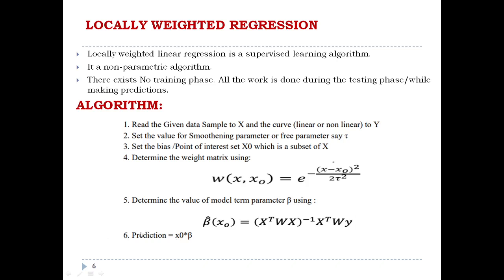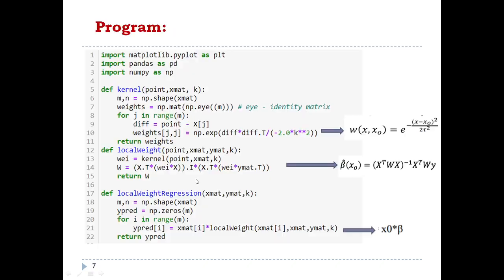So here are the very important steps of locally weighted regression. First you need to calculate the distance between the data points. Then calculate the weights of the data points. Then smooth out the weights by using a kernel function or a kernel smoother. Then predict the values using the locally weighted regression model. So these are the basic steps of the locally weighted regression algorithm.